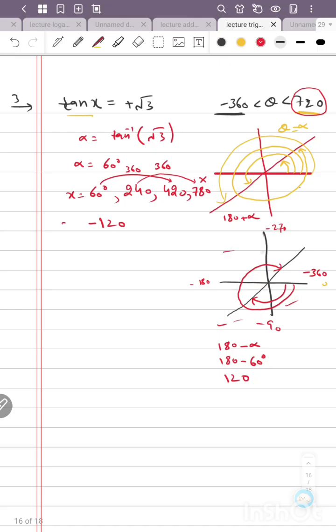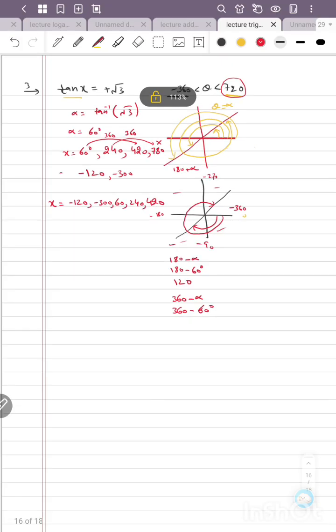Now again we start from here and go to the fourth quadrant. This one is first, this one second, this one third, this one fourth. For the fourth quadrant we write 360 minus alpha, so 360 minus 60 degrees, and the answer here is minus 300. So we write our answers in this form: minus 120, minus 300, 60, 240 and 420. Dear students, you have to understand the difficulty level of these questions.